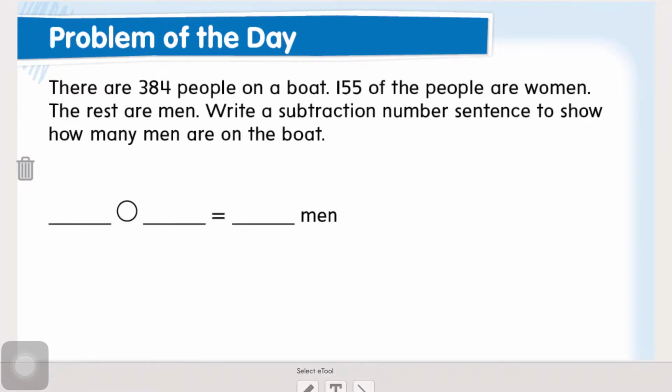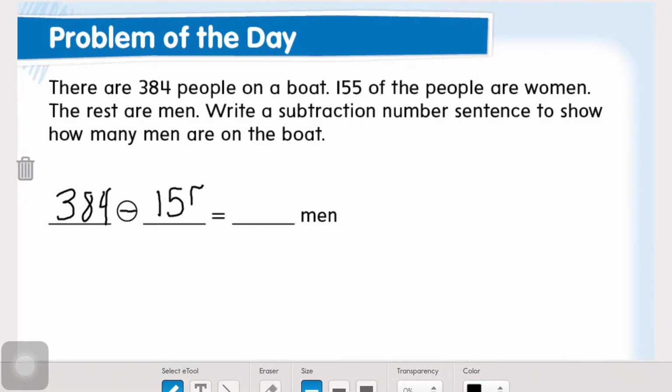There are 384 people on a boat. 155 of the people are women. The rest are men. Write a subtraction number sentence to show how many men are on the boat. So this would look like 384 is the total, right? Take away the number of women, and that will show us men.